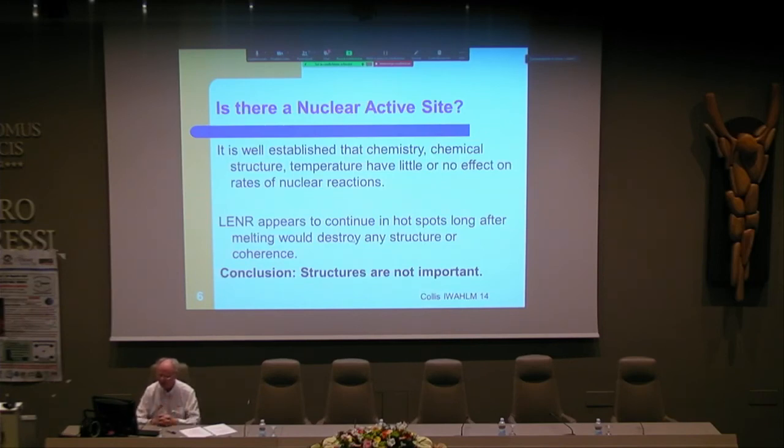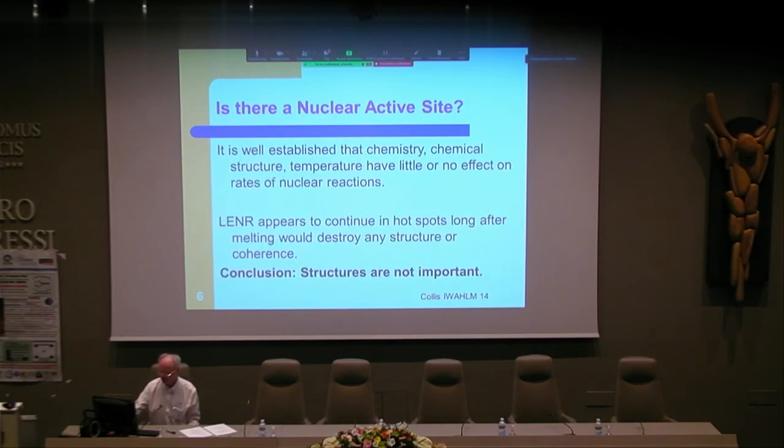Furthermore, we notice that LENR appears to continue in hotspots long after any melting. The hotspots are very large, and consequently, if the first nuclear reaction had caused a tiny bit of local melting, which you could not even see with a microscope, it ought to stop. But it continues, and the heat production continues in the same place. Now, the molten metal surely destroys any chemical or physical structure. So I think the concept of a nuclear active site is completely wrong.